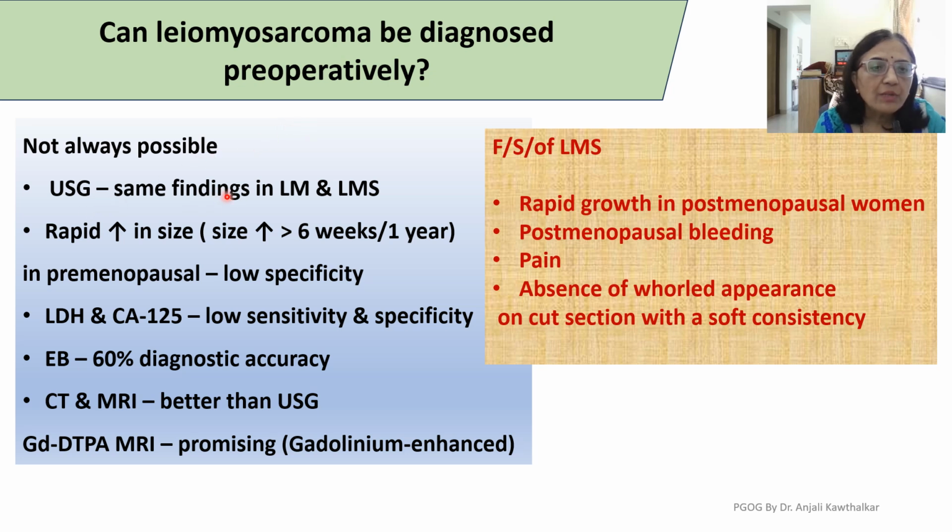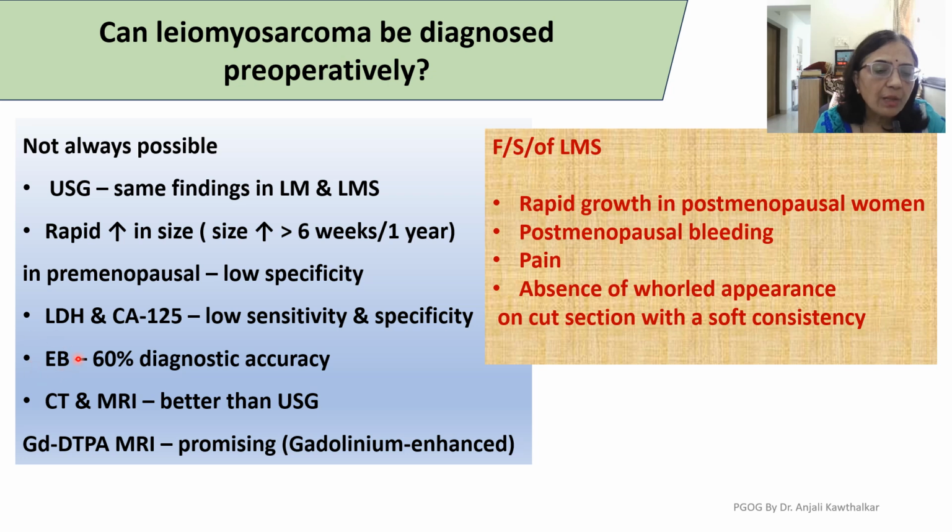Ultrasonography unfortunately gives the same findings whether it is a leiomyoma or leiomyosarcoma. A rapid increase in size, which is defined as increase in the size of greater than 6 weeks in a year, in premenopausal women has low specificity. Rapid growth in postmenopausal women is highly suggestive of leiomyosarcoma, but before menopause it has low specificity. LDH and CA125 have low sensitivity and specificity to identify cases of leiomyosarcoma.